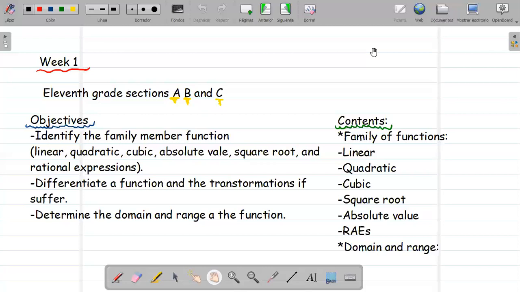So let's start with the family functions. Here we have the contents and we will study one by one the linear, the quadratic, the cubic, the square root, the absolute value, and the rational function. Of course, from each one, we will be concluding the domain and the range.